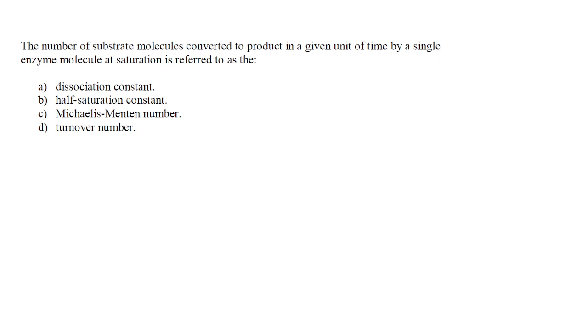The number of substrate molecules converted to product in a given unit of time by a single enzyme molecule at saturation is referred to as: dissociation constant, half saturation constant, Michaelis Menten number, turnover number.